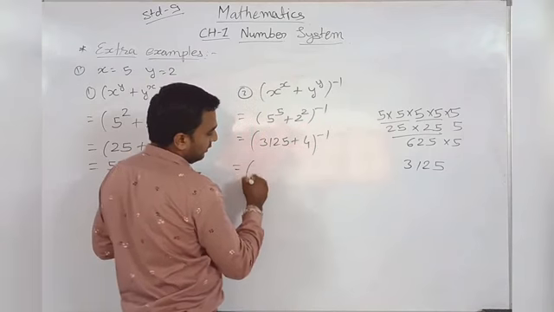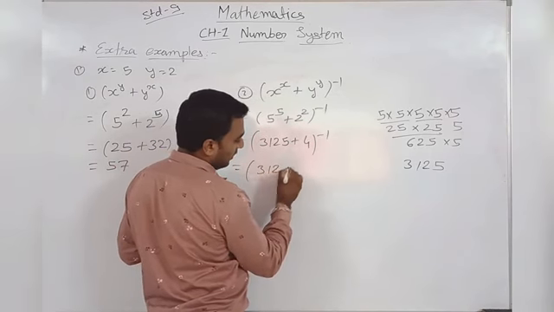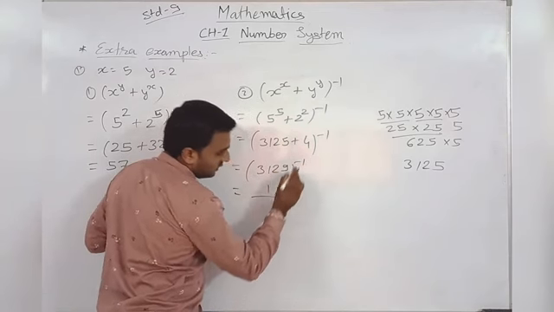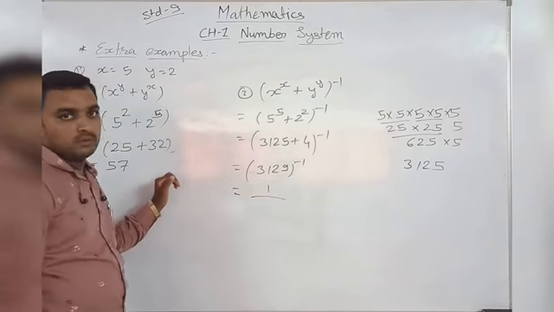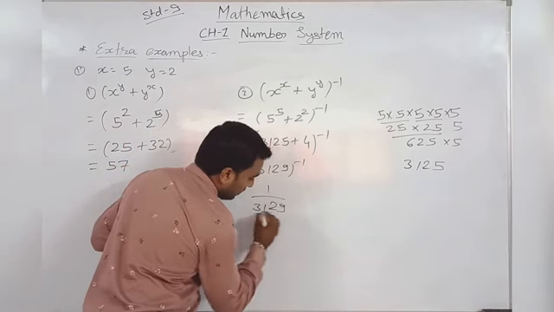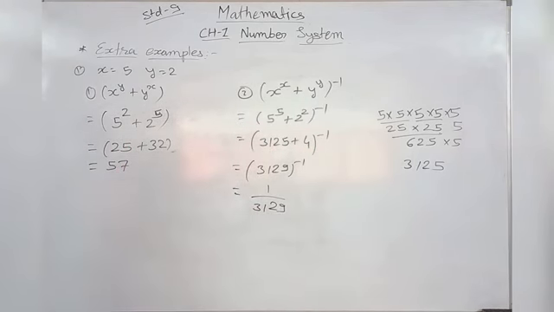So here 3125 plus 2 square, that is 4, raised to minus 1. So this is 3129 raised to minus 1. So the answer will be 1 upon 3129, since this is the minus 1 power. We need to make this power positive, so we can write it in the denominator like this. So this is your answer. Clear? Then next, simplify the following.